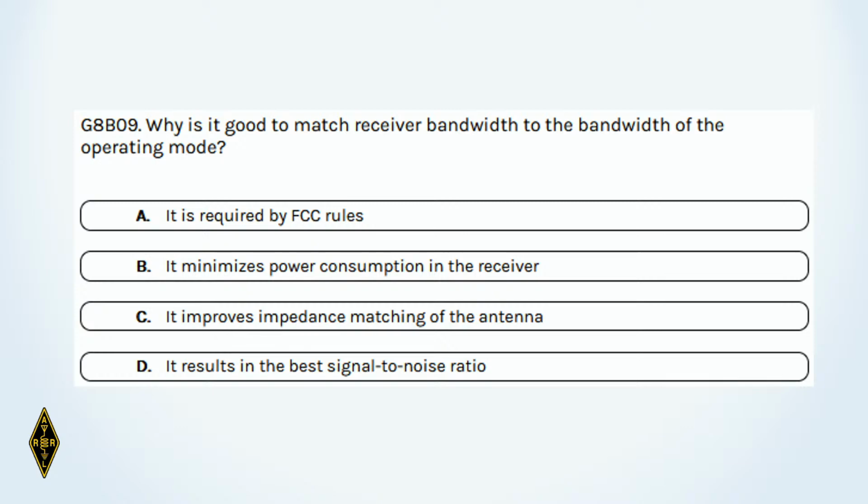So why is it good to match receiver bandwidth to the bandwidth of the operating mode? I'm gonna go potty. Okay. Delta. It is Delta, and it results in the best signal to noise ratio.